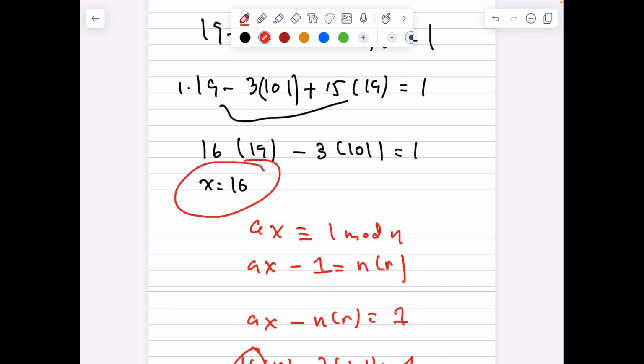So that's how you find the answer to this equation, and it's very useful for solving some general congruence equations, which I will link to this video as well. Okay, thank you for your time.